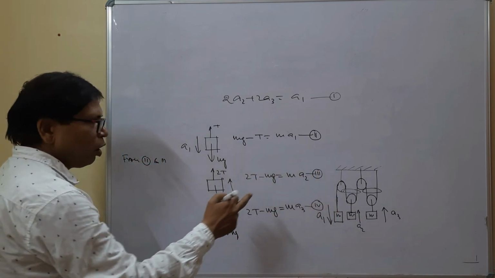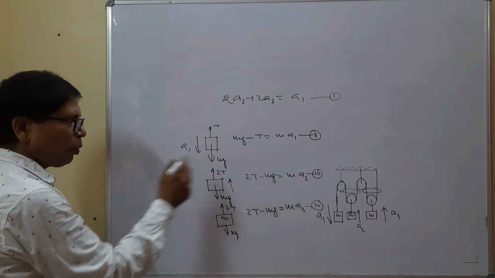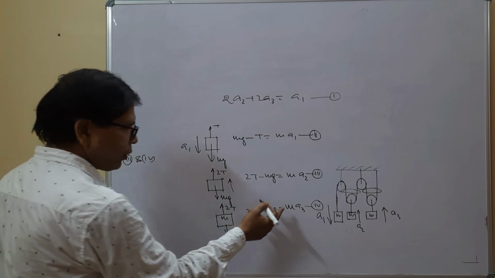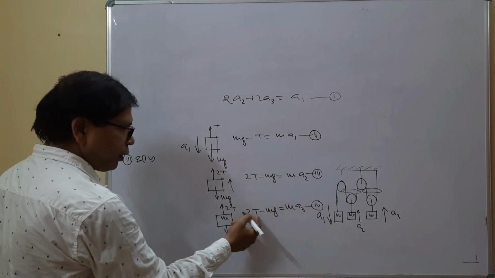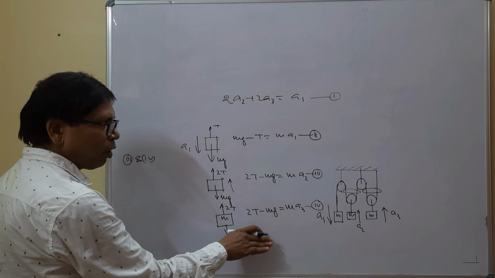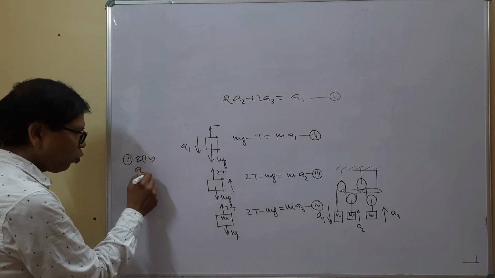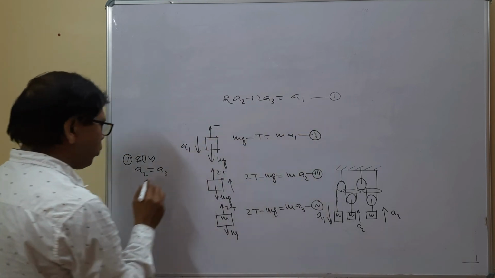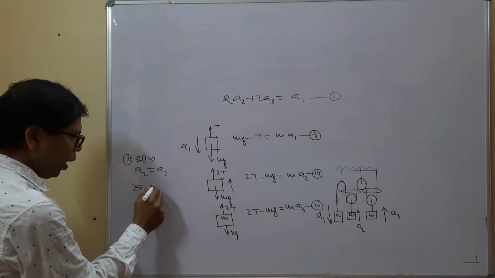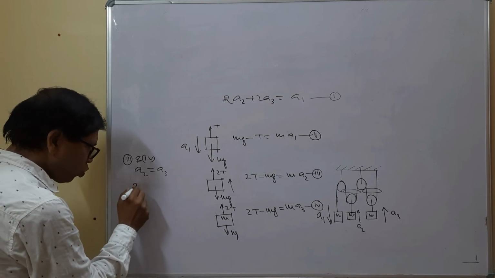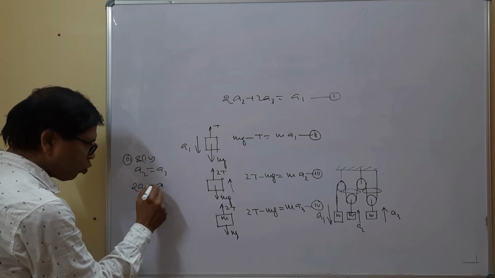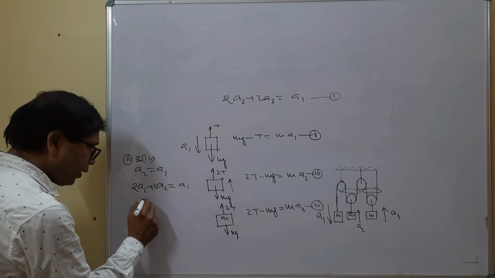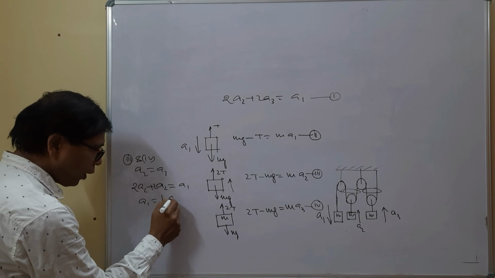From equation 3 and equation 4, we get, look at this, this cancels out. The left hand side is the same, so the right hand side is also the same. So a2 equal to a3. If a2 equal to a3, then from equation 1, 2a2 plus 2a2 equal to a1. So a1 equal to 4a2.